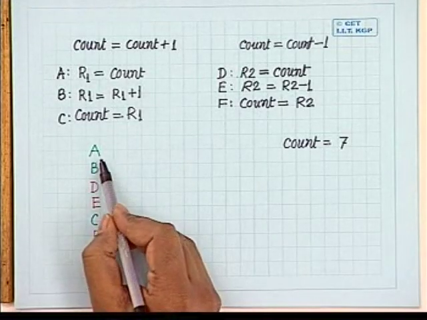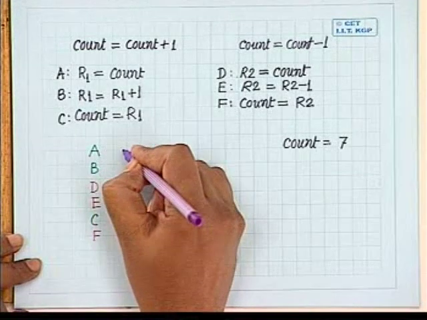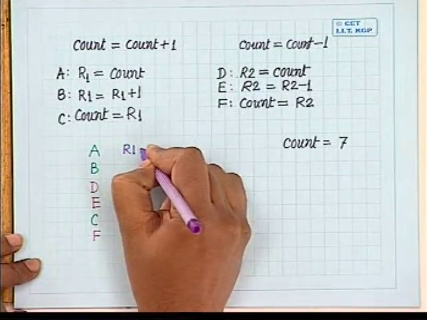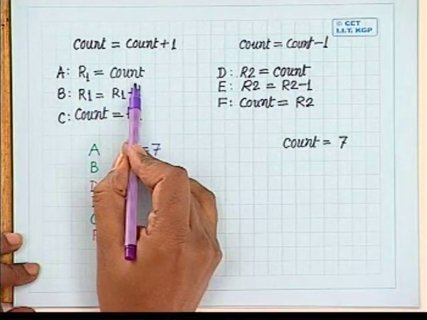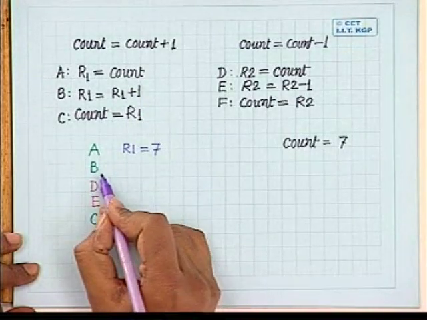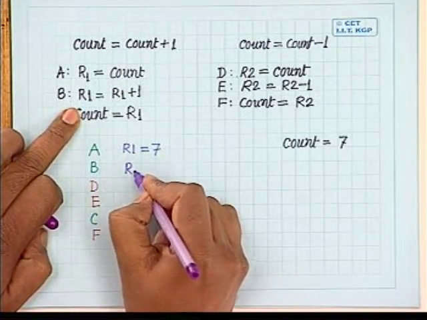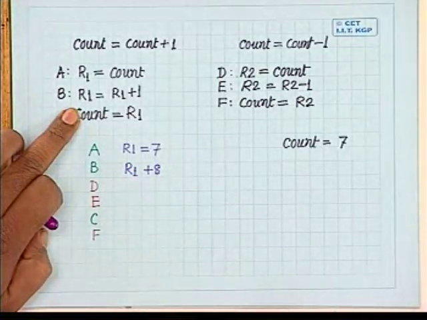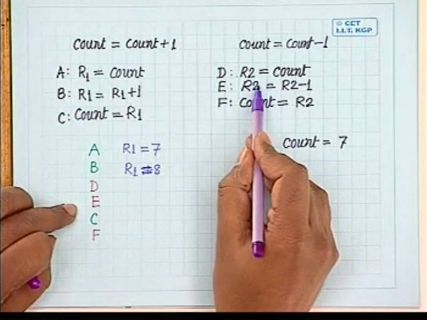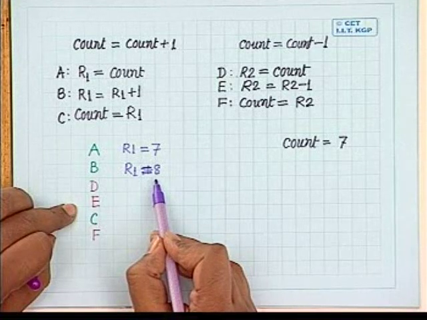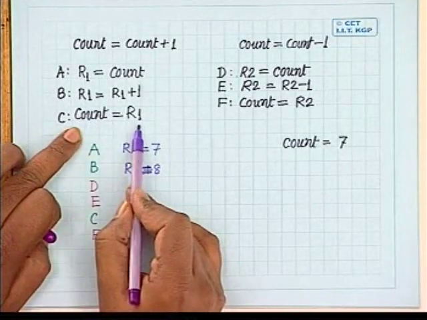First, since statement A is executed, the register R1 will have a value 7 because count is not yet changed. So R1 gets the value of count, and count is equal to 7, so R1 gets the value 7. After that, in statement B, R1 is incremented. So R1 becomes 7 plus 1, that is equal to 8. After that D is executed. Now find that the value of count has not become 8. It is only the value in register R1 that has become 8. Count will become 8 only after the statement count equal to R1, when the value in R1 is written into location count.